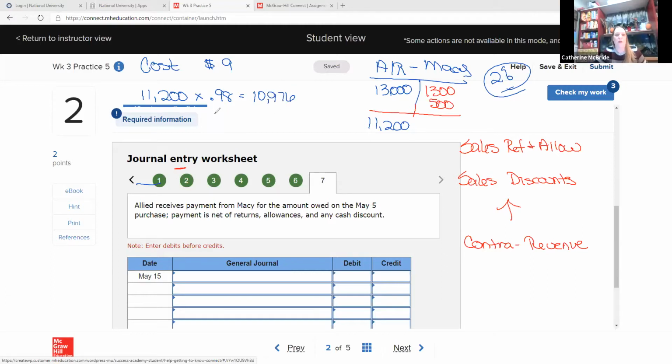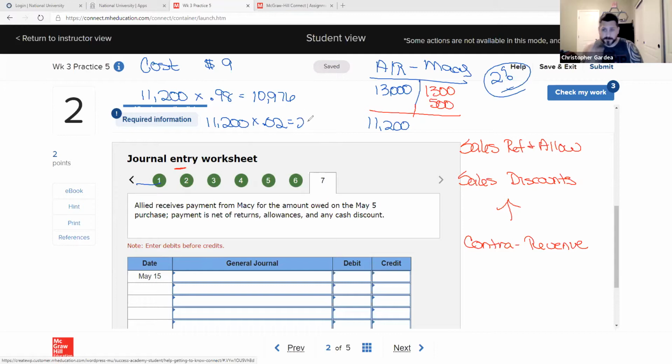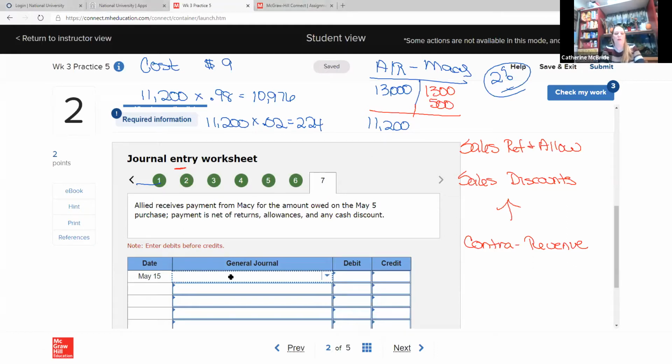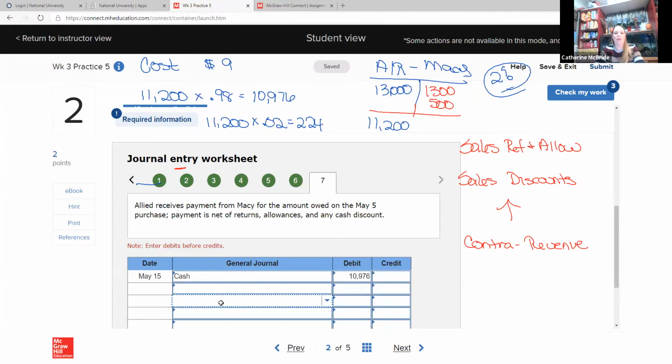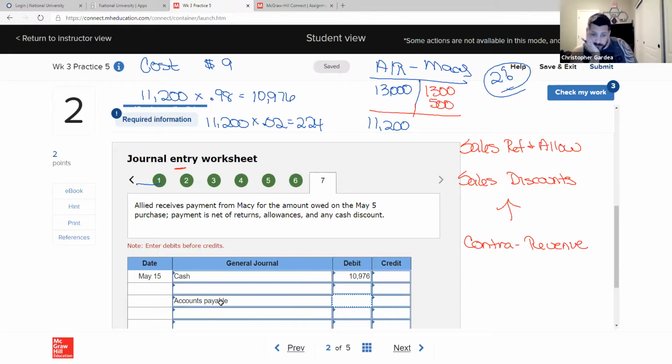And so that's our check that we're going to receive. So our discount is 2%. 224. That's our discount. Okay, so now we can go and do our entry. The first thing we're thinking about with the entry is how much cash are we going to receive? They're doing it by the 15th, right? So we should be receiving 10,976. Okay, but when we're all done, are they going to owe us anything? No, they shouldn't. Right, so we have to reduce the whole 11,200.